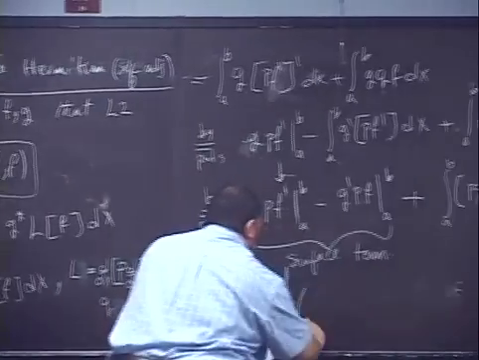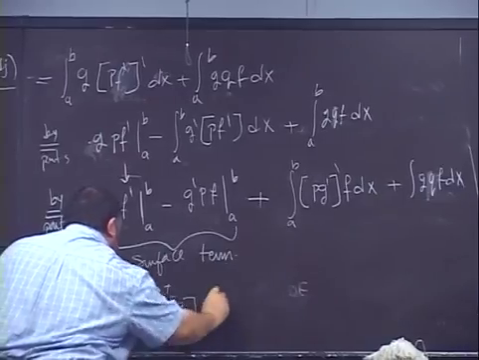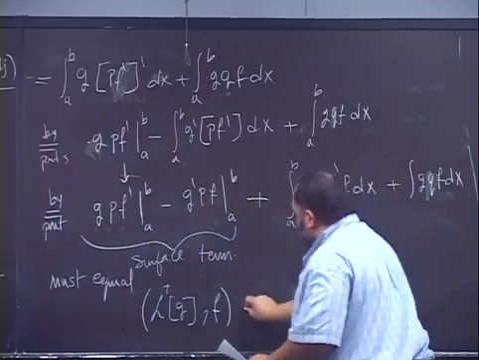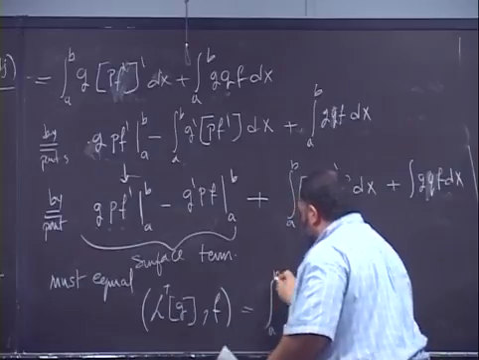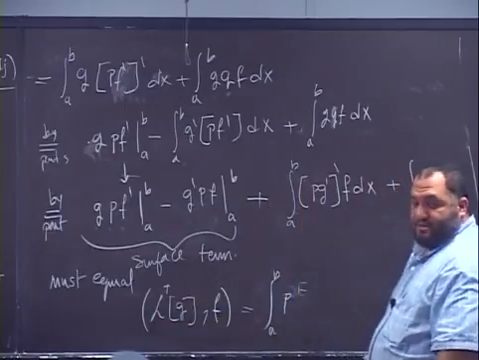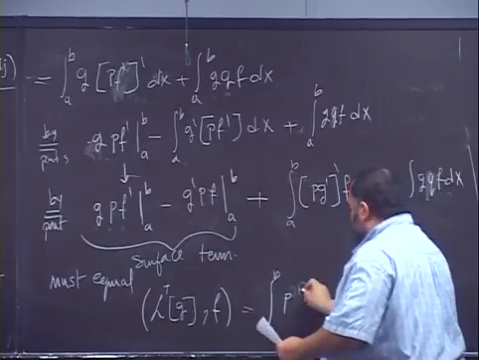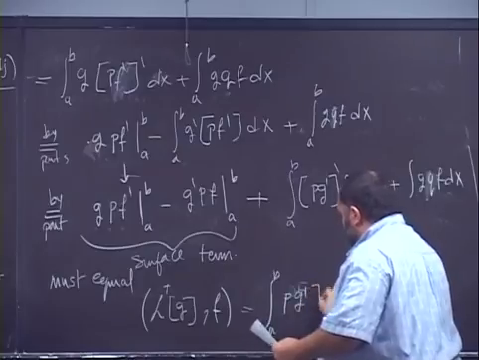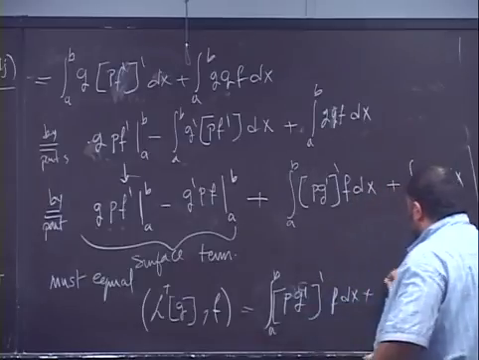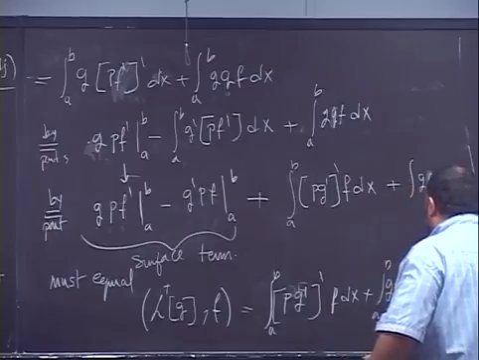This must equal L adjoint operated over G, in a dot product, an inner product, with F. And this is the integral from A to B multiplied by P. Again, you will get the same operator, so the same operator will be just P multiplied by G prime, all prime, multiplied by F dx, plus the integral from A to B of G Q F dx.